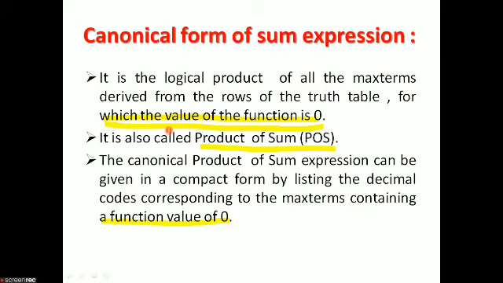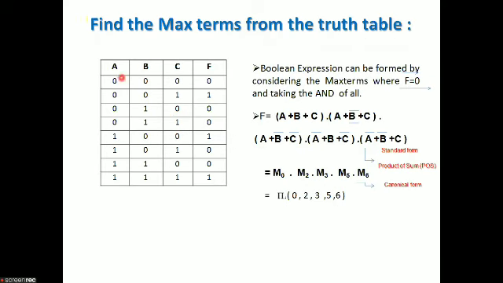Now consider that we will be taking the values of the function where the value is 0. That is the canonical form in the case of the product of sum expression. Here we will be taking the values where the function has 0 value. Next, here we have to find the max terms from the truth table. This is a truth table where A, B and C are the 3 variables and F is the function, with F having values corresponding to the combinations.